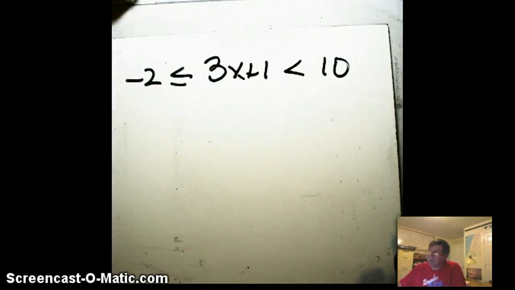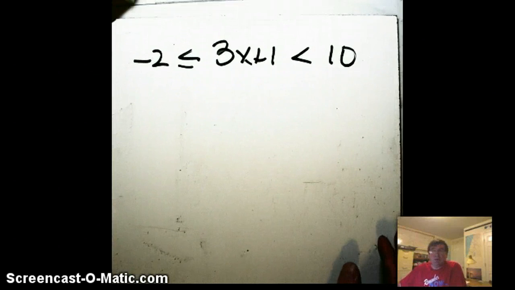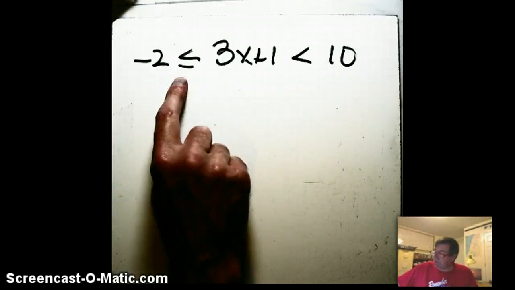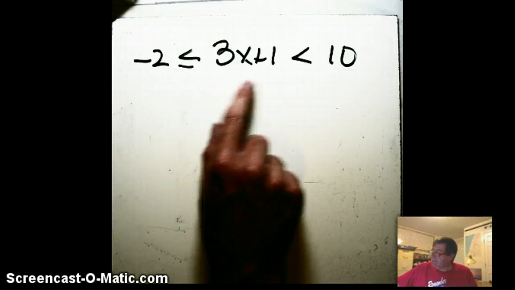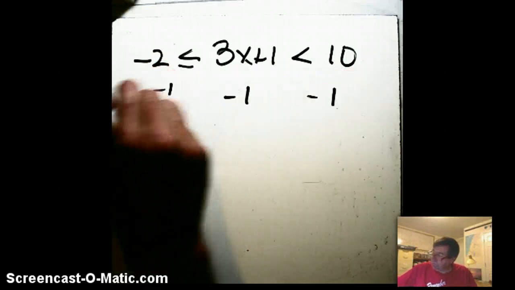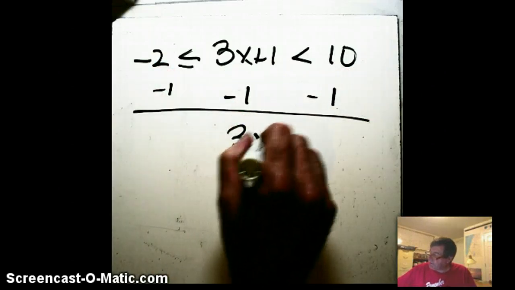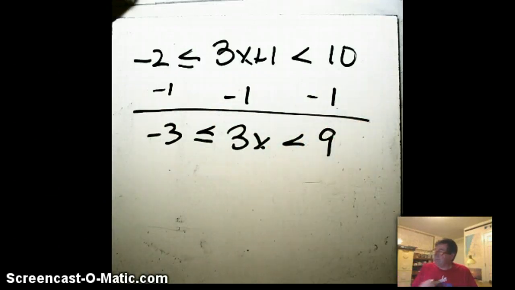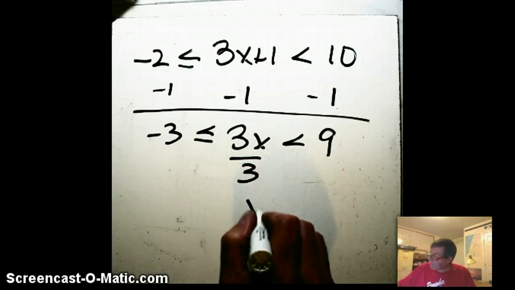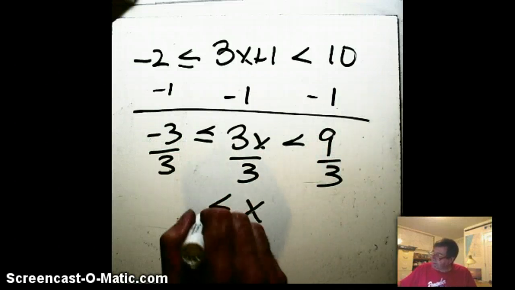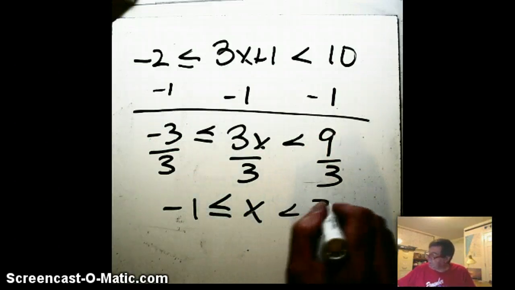Now, how about a compound inequality? You could do an and or an or. Say 3x plus 1 is greater than or equal to negative 2 and less than 10. So we just subtract 1. That's 3x is greater than or equal to negative 3, and less than 9. Now I want to divide by 3. That's the only way I'm going to get the x by itself in the middle. So I'm going to divide everybody by 3. And here I have x is greater than or equal to negative 1, and less than 3.